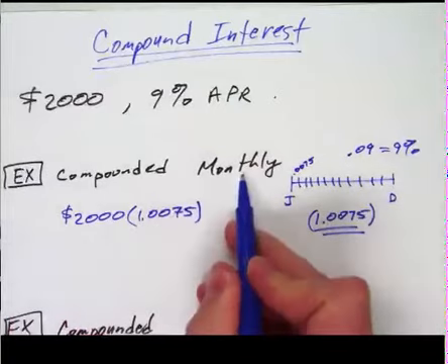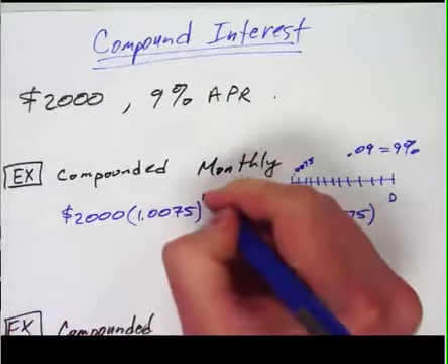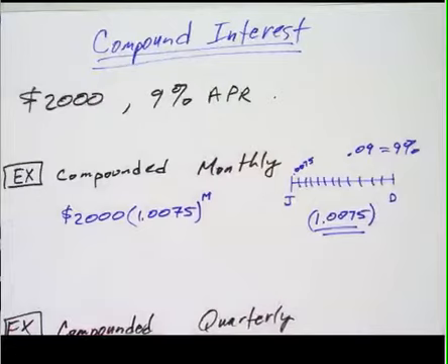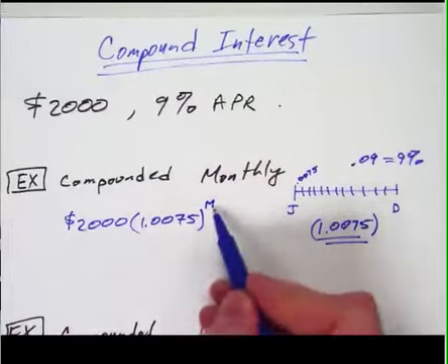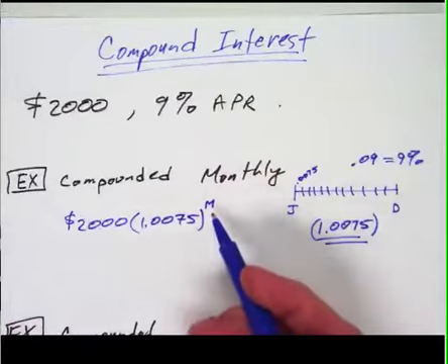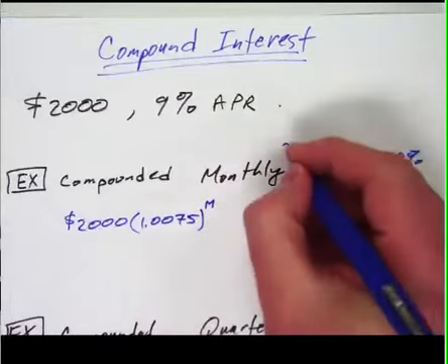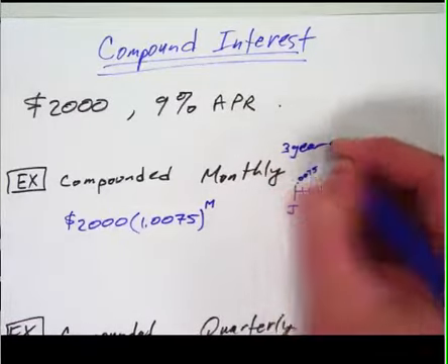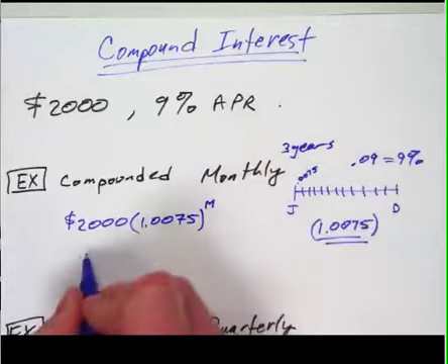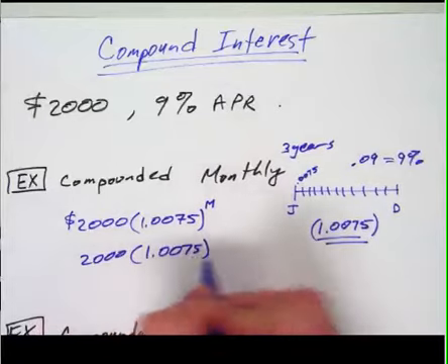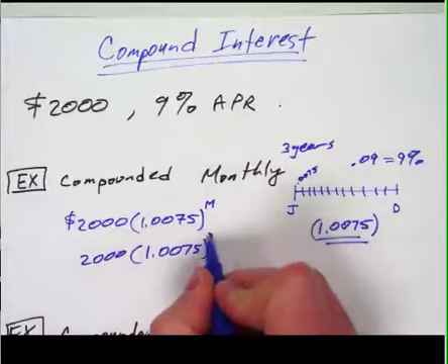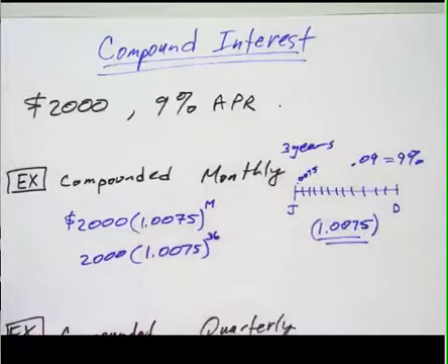And in this case, it's monthly, so I typically put an M up here to stand for the number of months so I can make sure I remember to do that. So if the question said 1 year, I'd put a 12 there. If it said 2 years, I'd put a 24 there. Let's do 3 years. So if I do 3 years later, then I've got $2,000 times 1.0075 because it gets compounded monthly, and then to the 36th power, or 12 times 3 is 36.